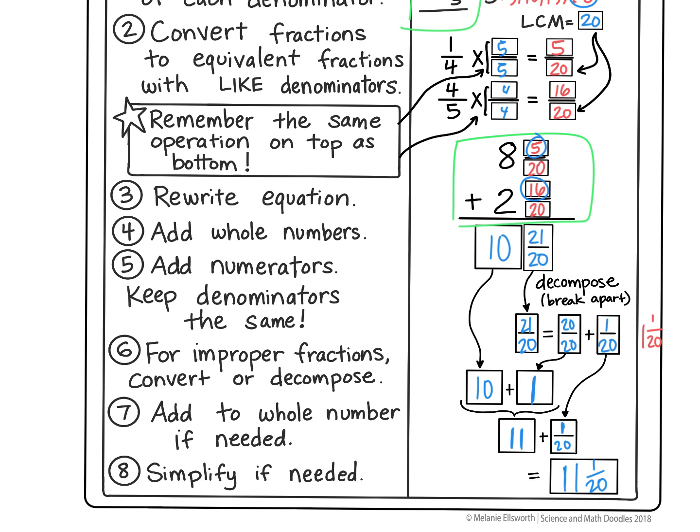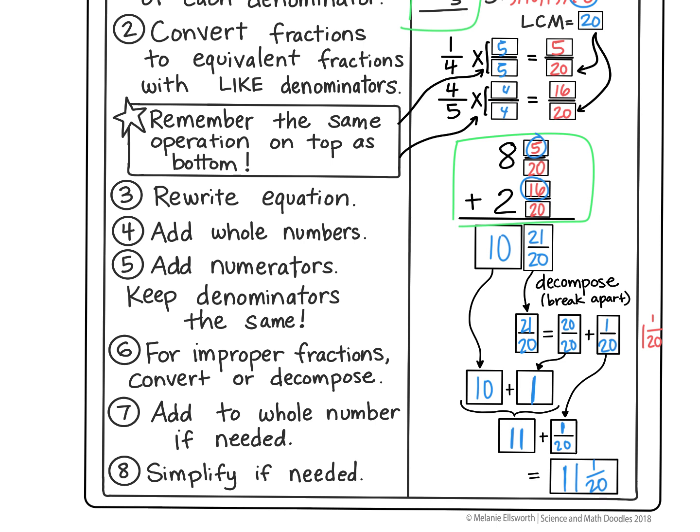And then what does step 8 say? So there's no questions. Simplify if needed. When in doubt, reduce. When in doubt, just reduce. Okay? I'm not going to count it wrong if you reduce it. So just reduce it. Because it's better to reduce than not.